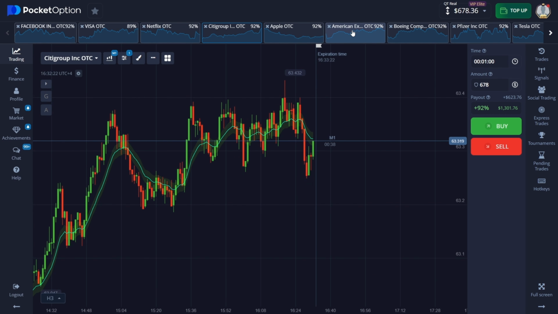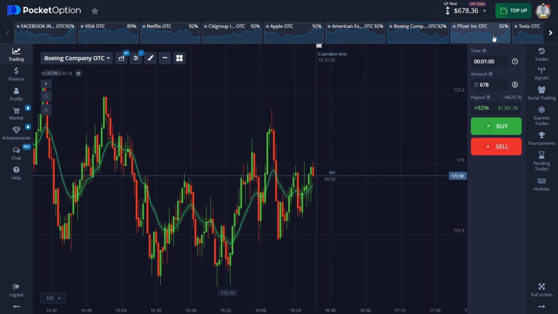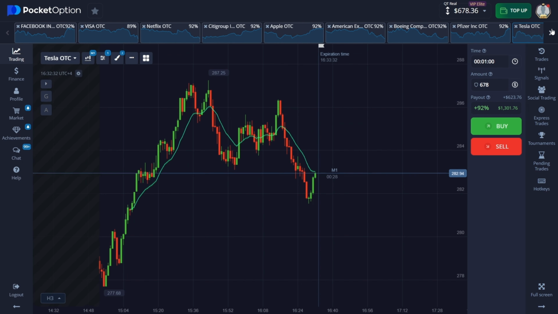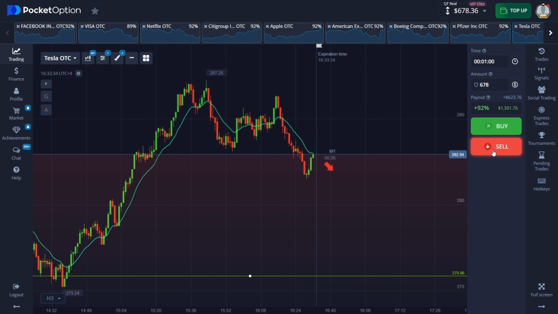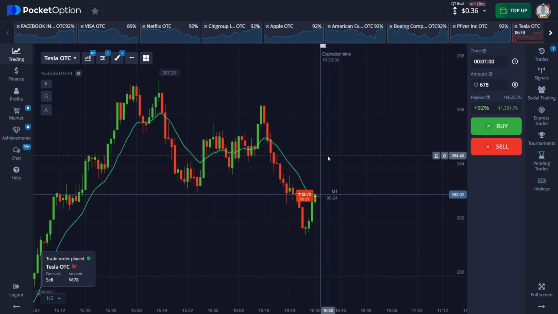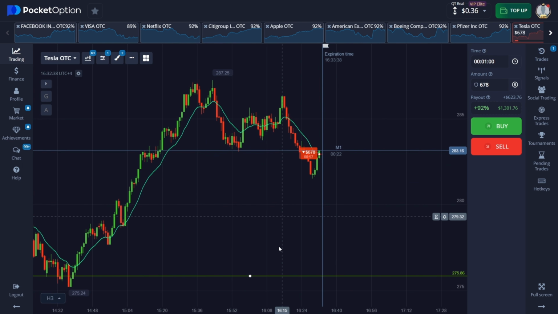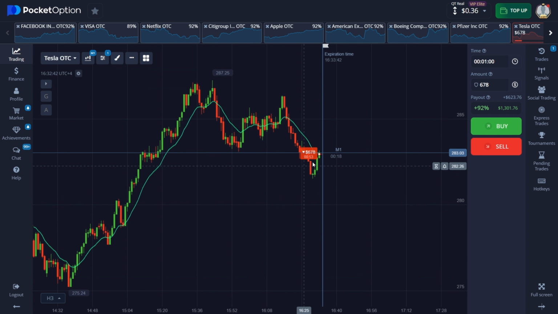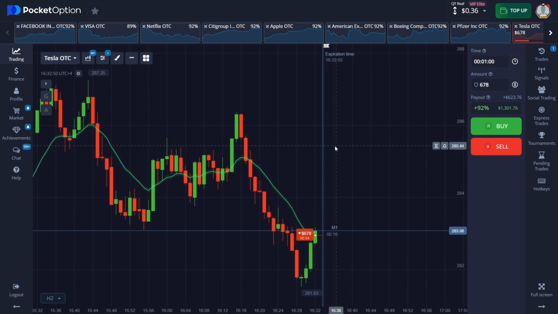Alright, we got a trade on Citigroup OTC. If this candle closes near the levels, we can try, but the candle broke the level, so we'll avoid it. We found a trade on Tesla OTC and I placed the trade for the downside move at the angle of the level, worth $678. As you can see, there was an uptrend and the candle broke the level, then found resistance exactly at the angle of the level. That's why I took this trade for the downside move in the direction of the trend.